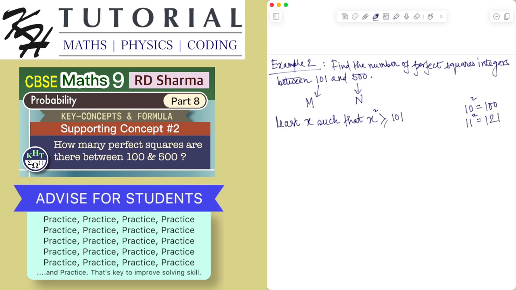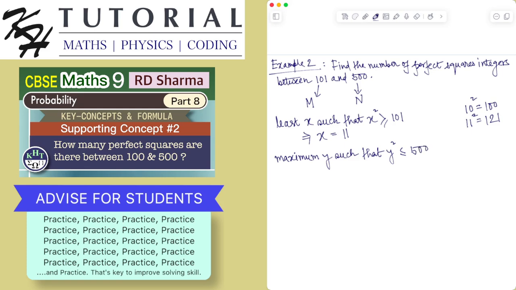11 is the least integer whose square will be greater than or equal to 101. So this implies x is equal to 11. Now let's find y. So we have to find the maximum y, or greatest y, such that y square is less than or equal to 500.